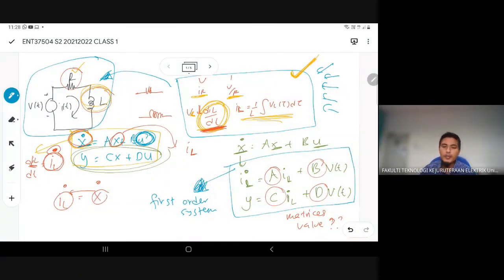So hopefully you already understand the structure of the state space, and also how you determine your state vector and your input. If you are already familiar with how to determine these 3 parameters, you can do the modeling, inshallah.